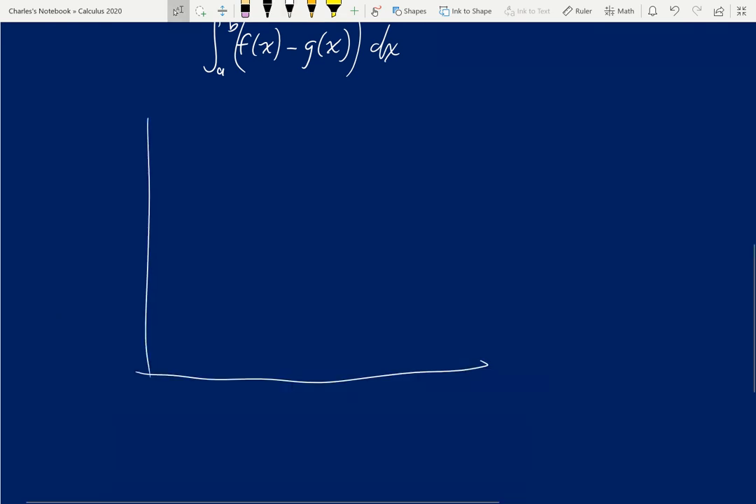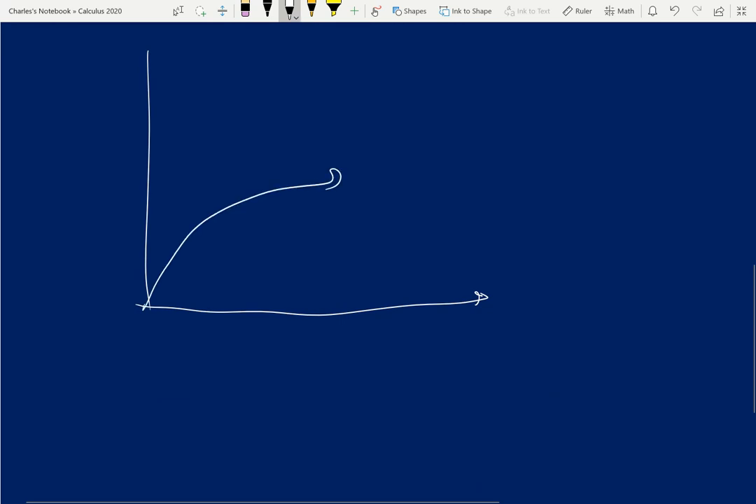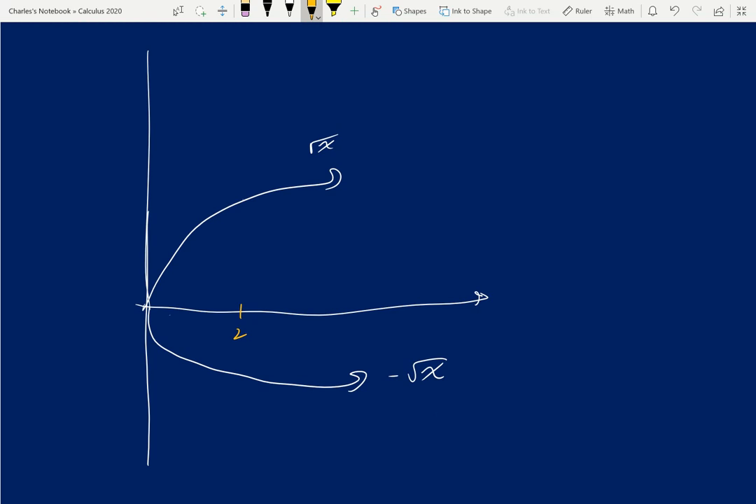Let's say I have a function like this. This is the square root of x. And then this is negative square root of x. Okay? Let's say I wanted where x is equal to 2. Let's make x equal to 4. And I wanted to know the area, the distance between the two curves.